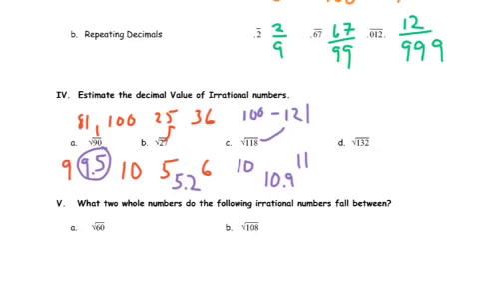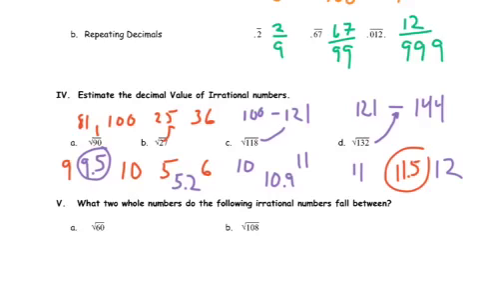And finally, the last one is between 121 and 144. So those two perfect squares work out to be 11 and 12. So 132, I would say, is pretty close to midway there. So I would go with 11.5 for that one.